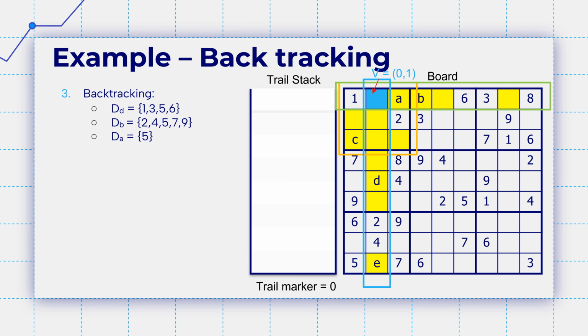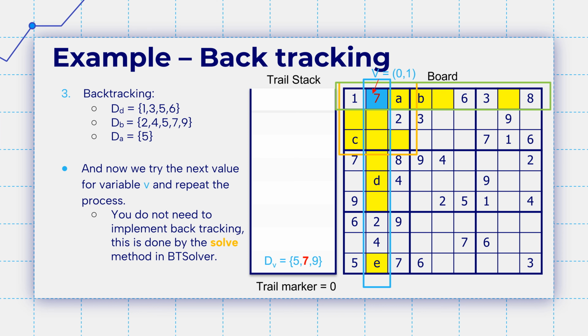Well, this makes our board unsolvable, which is why we need to backtrack. To backtrack, we simply restore the domain from the trail by popping from the stack until we reach the trail marker. Now that we know 5 doesn't work, we go to the next value 7, and we keep going by repeating this until we solve the rest of the board. Now, remember, for this assignment, you don't need to implement the backtracking. This is already implemented for you through the solve function and the trail class.